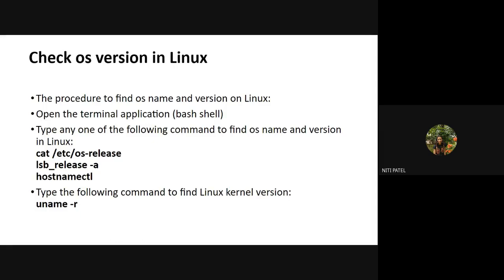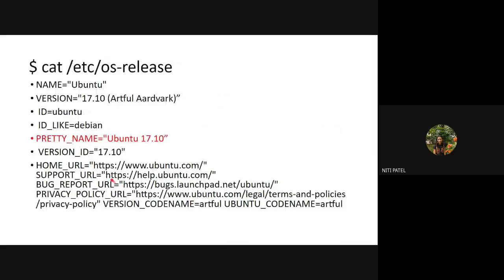Which are those commands? First is the procedure to find the version of Linux: you have to open the terminal, the bash terminal, and type certain commands. These three commands are used if you want to know the version number of Linux. When I type the first command, cat /etc/os-release, I will get such a big output.